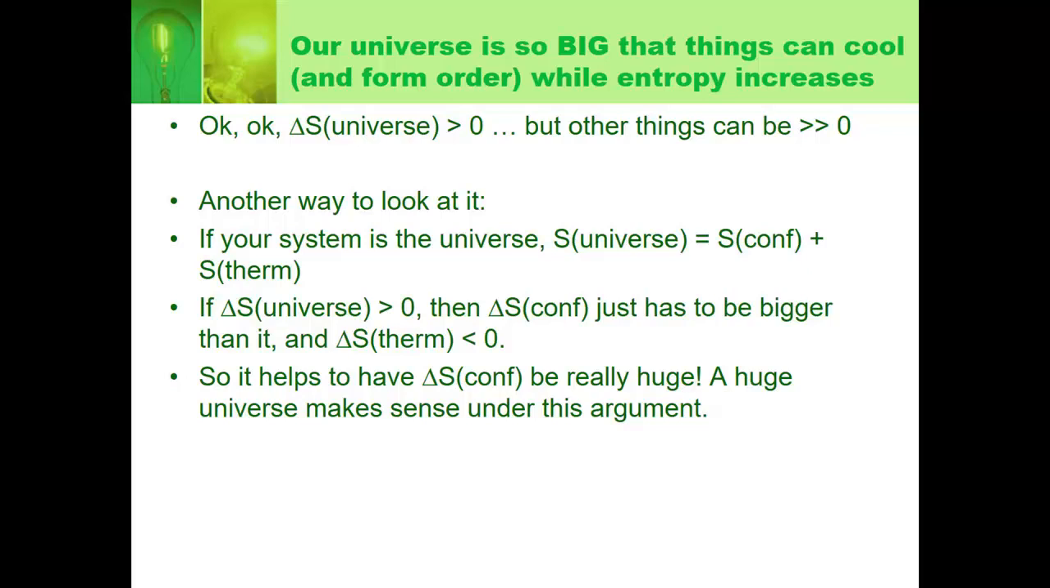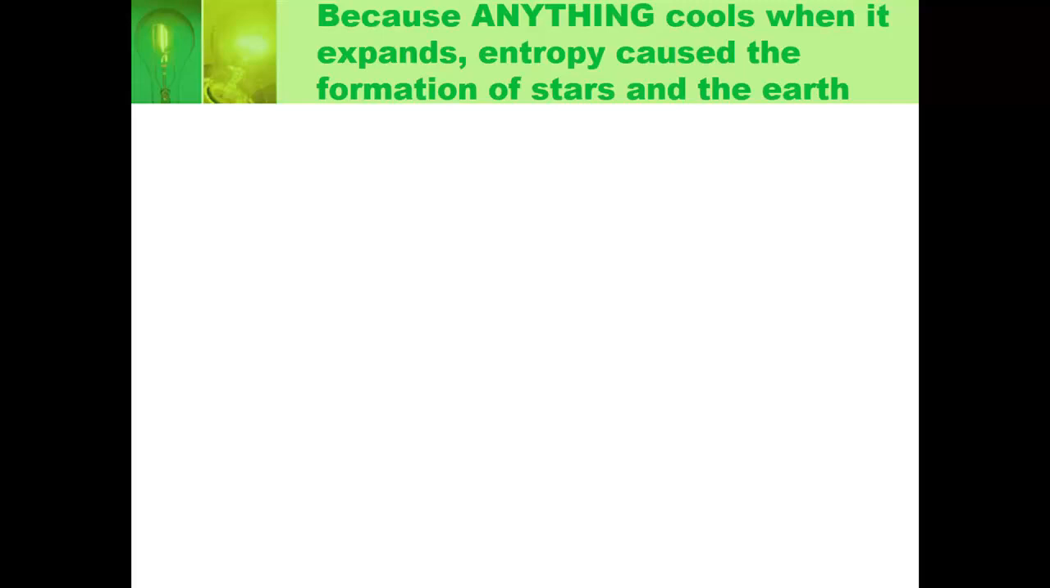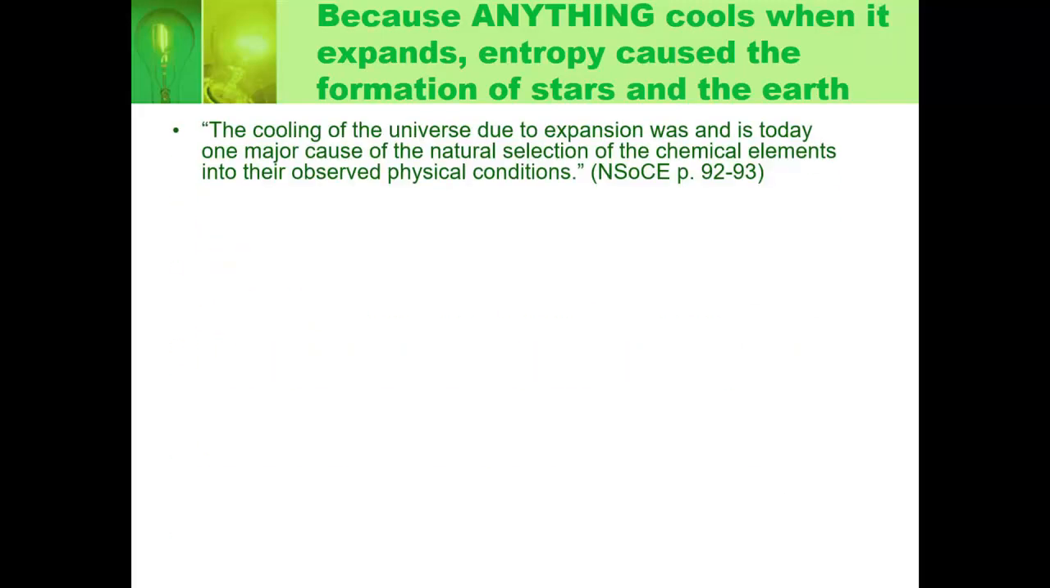A huge universe actually makes sense if you look at it in a PChem kind of way. You need a huge universe to have it cool down. Because anything cools when it expands, entropy caused the formation of stars and the Earth. And because the configurational entropy was huge, the cooling down was also huge. Okay? And I'm going to have a few quotes from R.J.P. Williams. The cooling of the universe due to expansion was one major cause of the natural selection of the chemical elements. One of the reasons why we use the elements we do is because of the way the universe cooled. Because we're at this temperature, temperature affects chemistry.